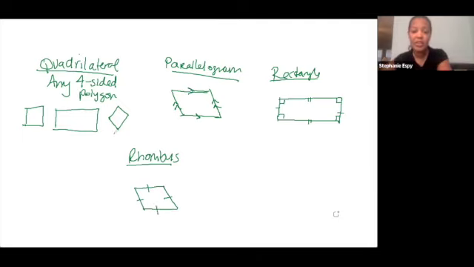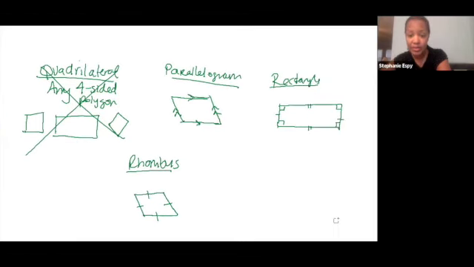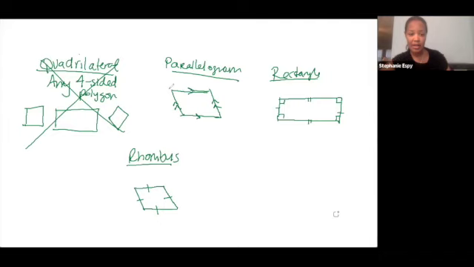Okay, so we know it's not going to be quadrilateral because that's a category of shapes. That's not specific enough. So if you look at the parallelogram, the rectangle, and the rhombus, if you were to draw the diagonals, right? Diagonals are from corner to the opposite corner. Here's the diagonals, and here are the diagonals.